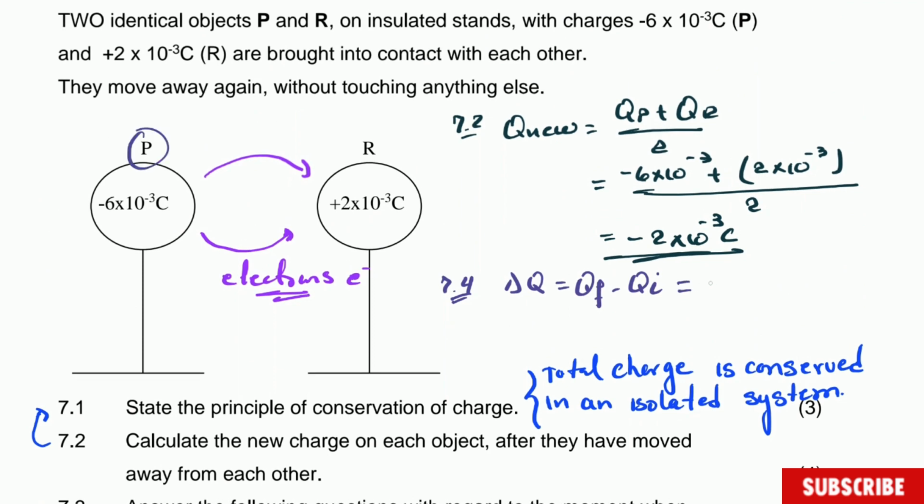The final charge of P is going to be negative 2 times 10 to the minus 3, minus the initial charge of P, which is minus 6 times 10 to the minus 3. Guys, it's very simple. I hope you are following me. I hope you understand what I'm doing here. So the change in charge is going to be equal to 4 times 10 to the minus 3 coulomb.